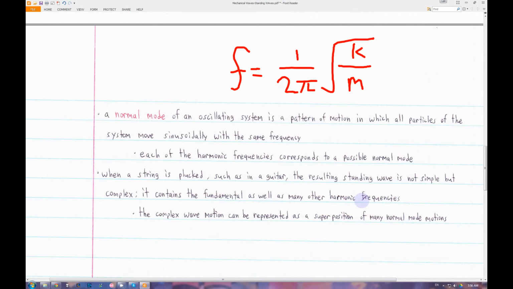And so it turns out these sinusoidal waves are so useful because we can represent any complicated wave as a superposition of many normal mode motions or sinusoidal waves.